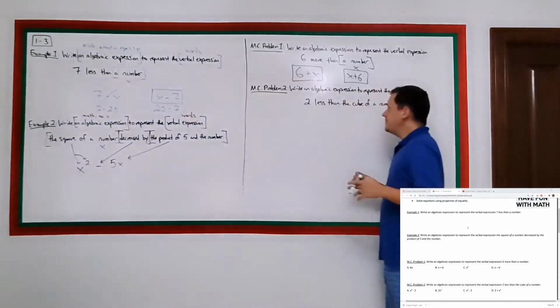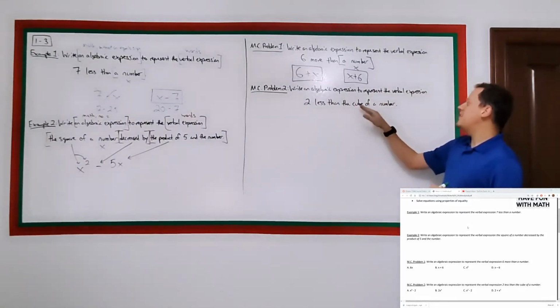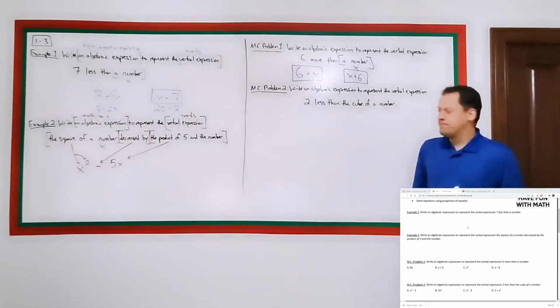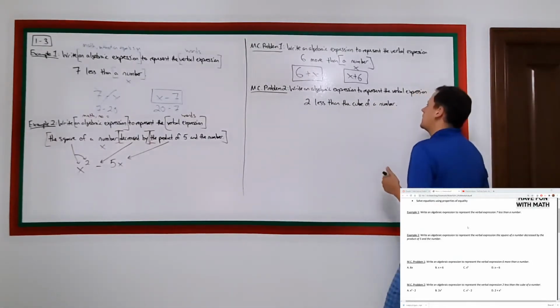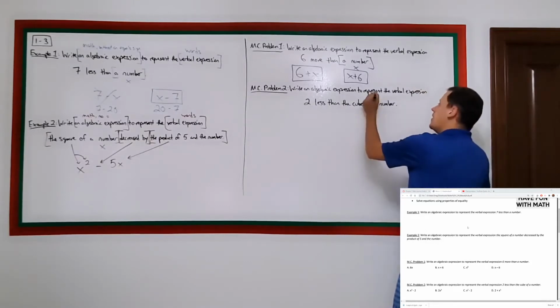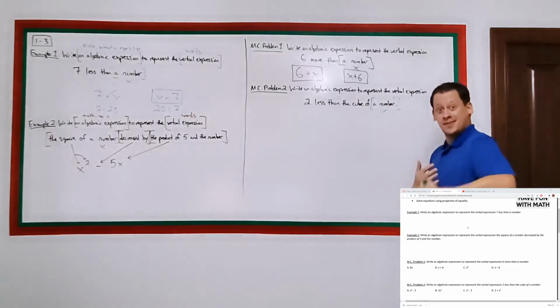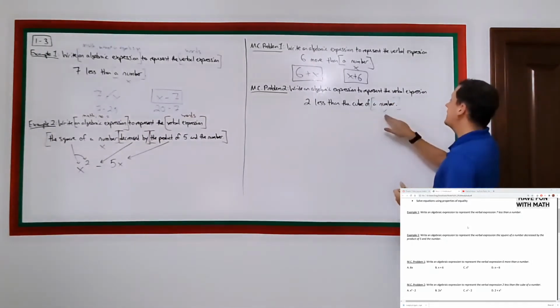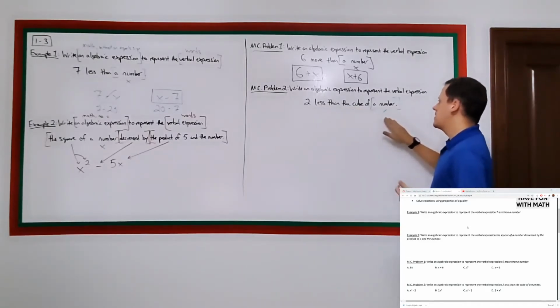The second one here, write an algebraic expression to represent a verbal expression: 2 less than the cube of a number. Okay. A number is x. This is getting old, but that's good, right? The more you see it, the more quickly you understand a number is x. So 2 less than the cube of x.